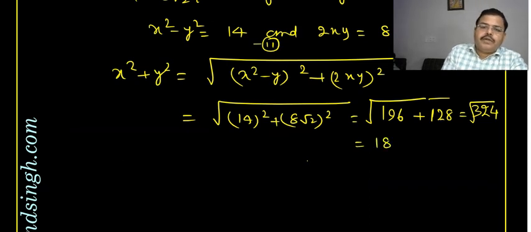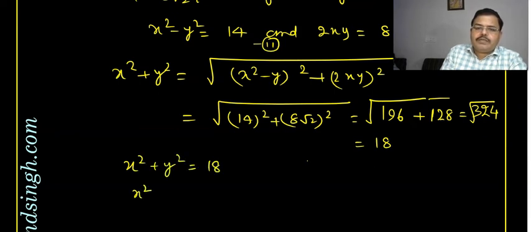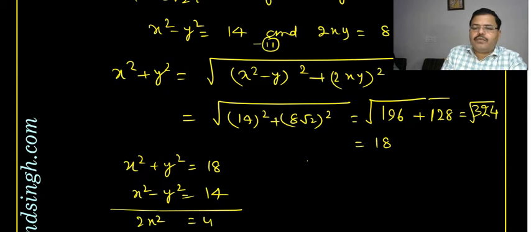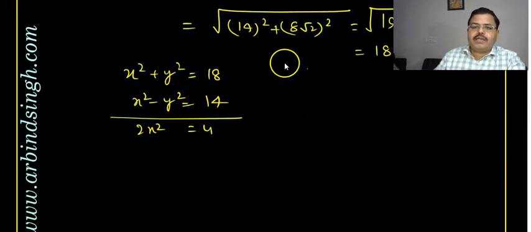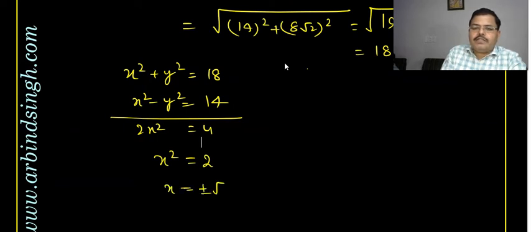18. So x square plus y square is equal to 18 and x square minus y square is equal to 14. If you sum up these two, 2x square is equal to 4 and x square is equal to 2. X square is equal to 2. So x is equal to plus minus root 2.